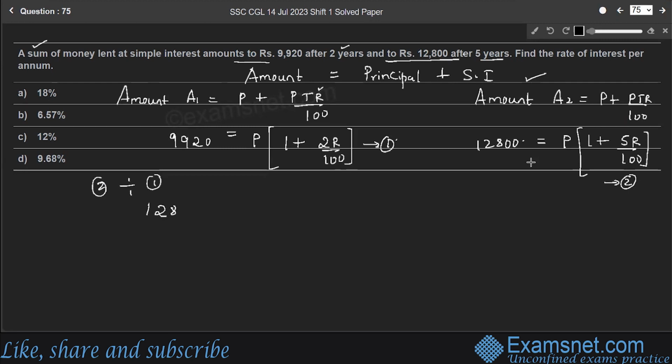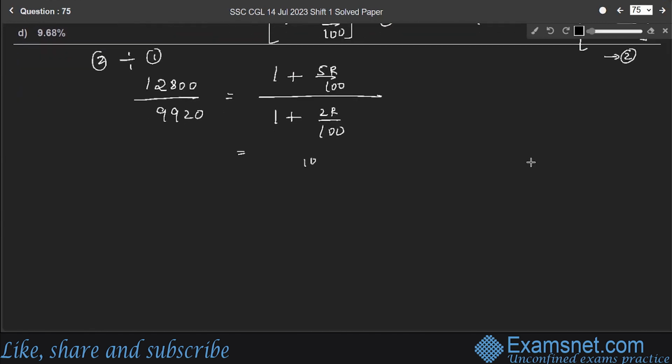So LHS part will be 12,800 by 9920 is equal to, so RHS part, equation 2 by equation 1. Here we can cancel P and P. So we have 1 plus 5R by 100 whole divided by 1 plus 2R by 100. Here we'll take 100 as LCM, right? So numerator becomes 100 plus 5R, and in the denominator, again, we have 100 LCM, so it becomes 100 plus 2R, right? And in the LHS part, we can cancel 0 and 0.